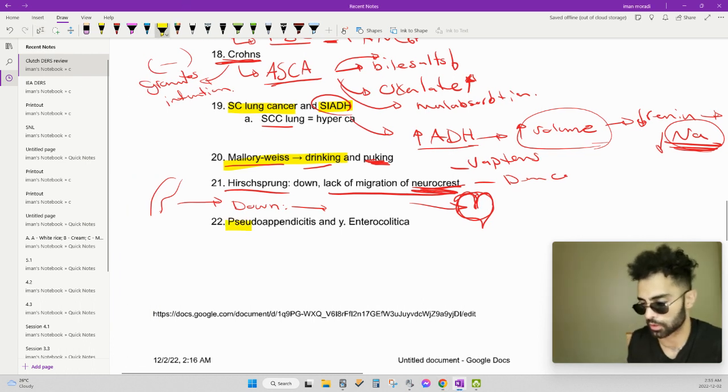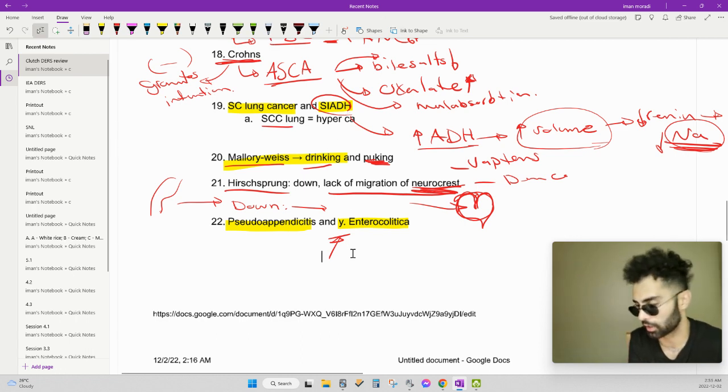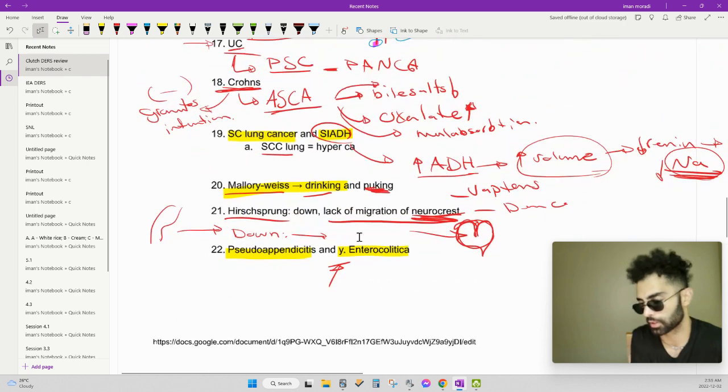Please remember that pseudoappendicitis happens with Yersinia enterocolitica. Basically, it gives you bloody diarrhea, and one of the things it does is it makes the right side hurt, and that's why it's called pseudoappendicitis. And it happens in kids, associated with dog feces.